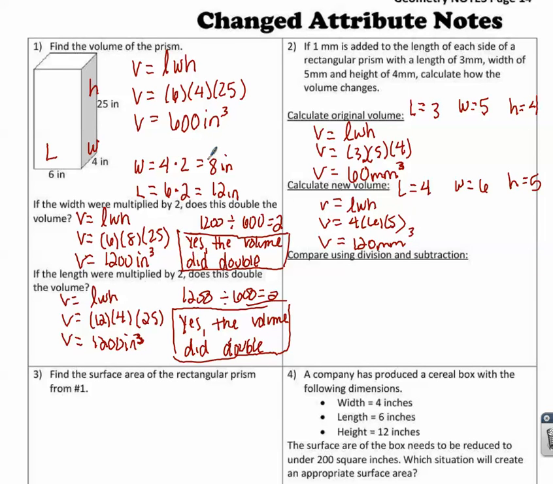So very similar to what we did on problem 1, in order to figure out how much the volume had changed, you want to divide the new volume by the original volume, and whatever your outcome is, that's how much your volume has been changed. So for instance, in this example, the volume is 2 times larger.